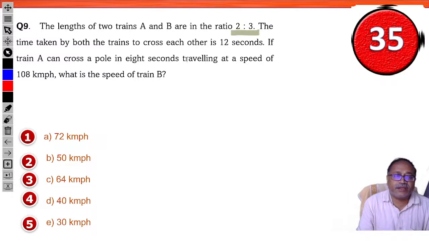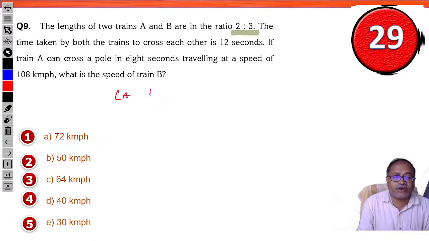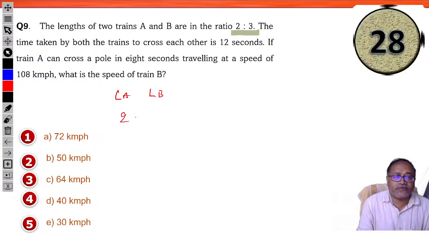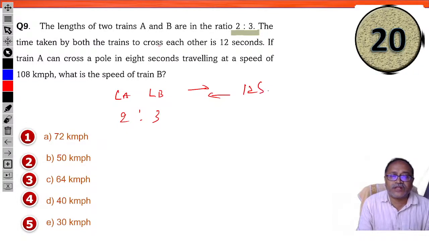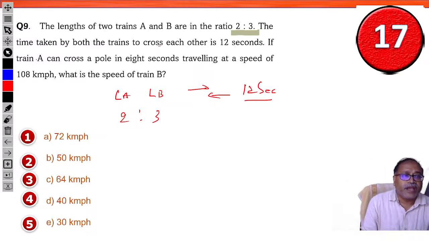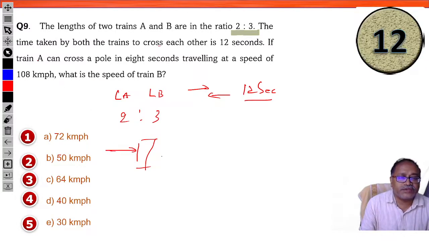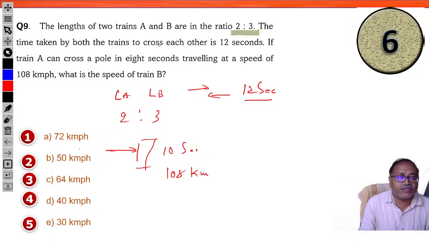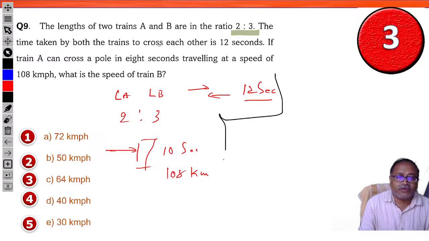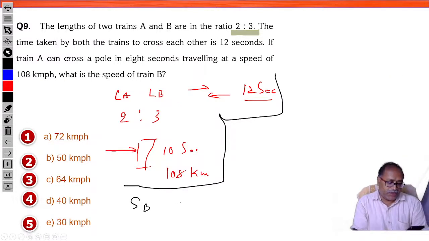Train A, train B, the lengths are given to us. The lengths of A to B are in the ratio of 2:3. And they cross each other, which means opposite direction. It takes 12 seconds for them to cross each other. And A can cross a pole in 8 seconds with a speed of 108 km per hour. These are the details we have. And now you are asked to find the speed of train B. Speed of B. Anyone answer the question?